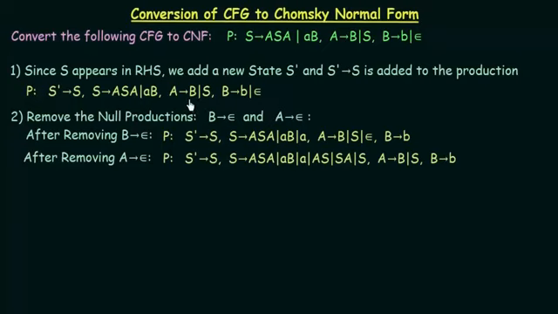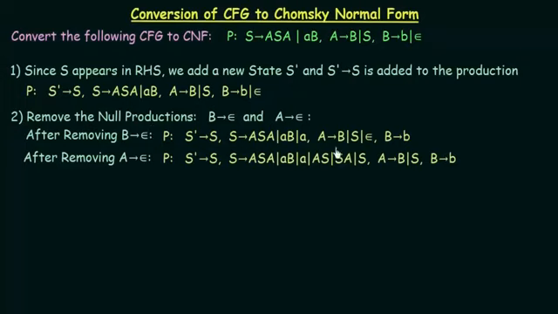You will get a production which says A gives epsilon. So I will first write the things which were already there as they are. A gives BS, and if I remove B, I will get an epsilon here, which is this one. And then B gives B, and we can remove the epsilon from here, because this is the null production that we were trying to remove.